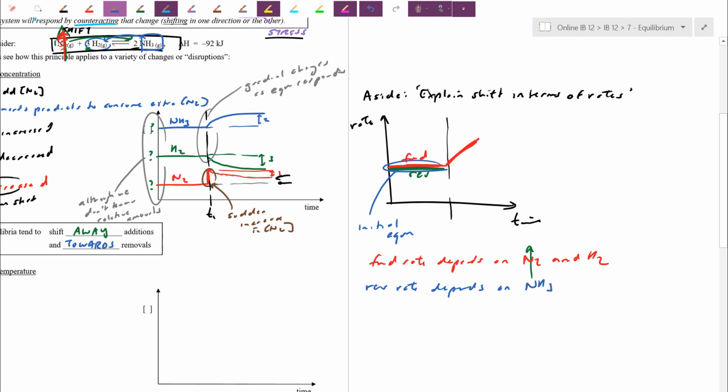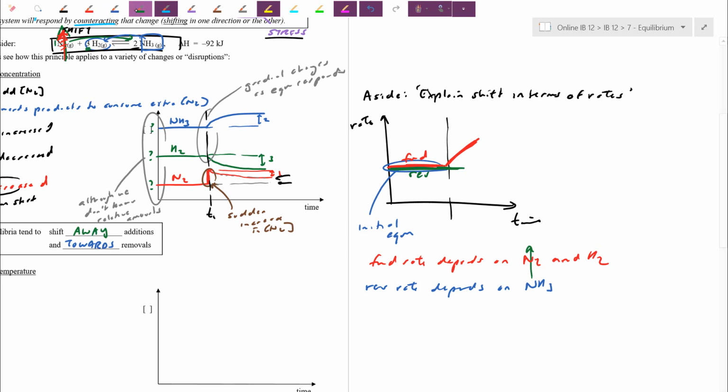For starters, no. For starters, ammonia just needs to collide with itself. It needs to break up and decompose into N2 and H2. It could care less that there's extra N2 around, right? It's already gas. It's already spread out through the container. The reverse rate at the very beginning doesn't really care. And that's what we actually have.